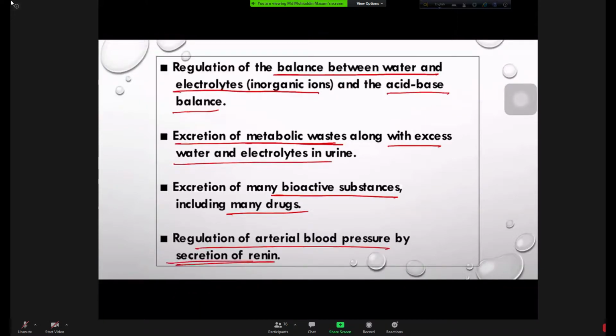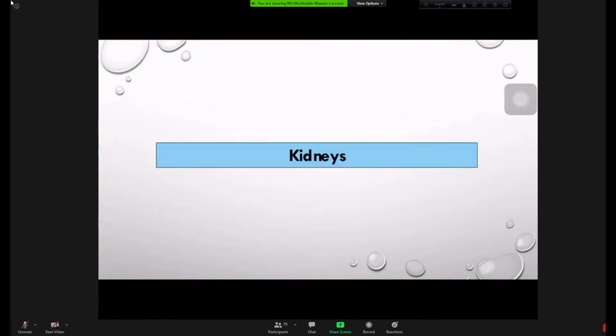So the kidney is a very essential organ. Our body has two kidneys, but an individual can survive with one kidney also. So very important and crucial functions are performed by the kidney: acid-base balance, electrolyte balance, water balance, and also maintenance of arterial blood pressure. Kidney functions, make sure there is no mistake, okay?